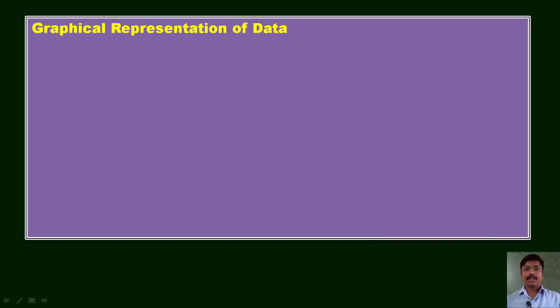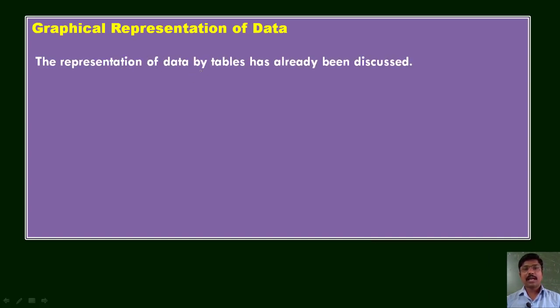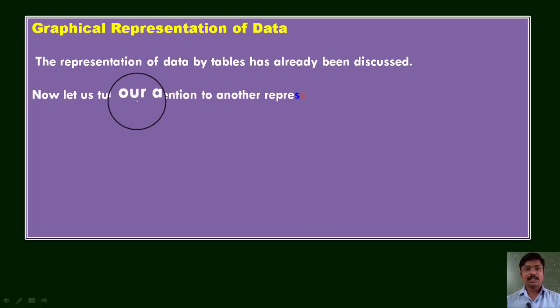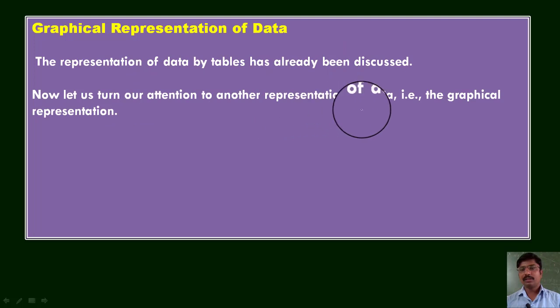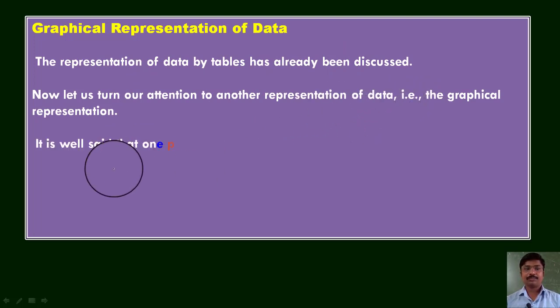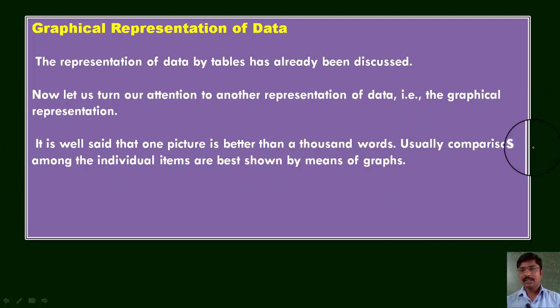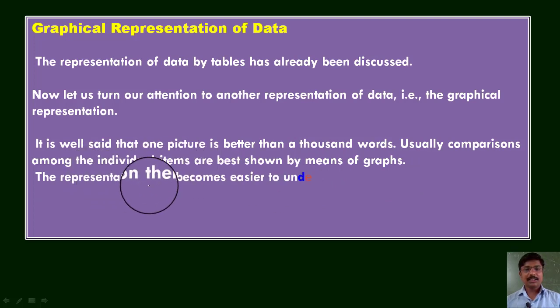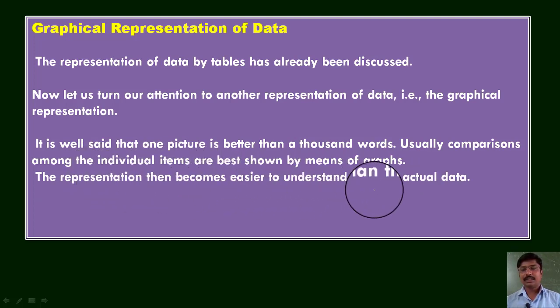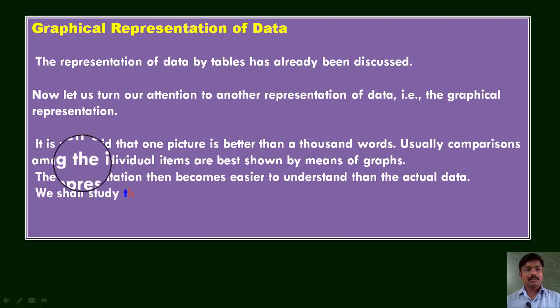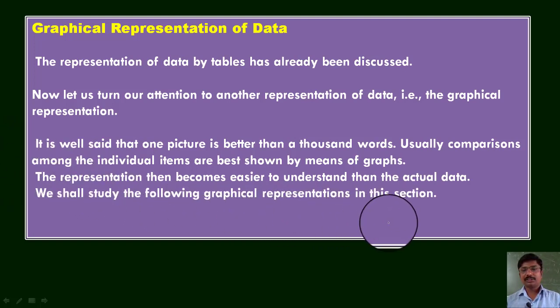Graphical representation of data. The representation of data by tables has already been discussed. Now let us turn our attention to another representation of data, that is the graphical representation. It is well said that one picture is better than 1,000 words. Usually comparisons among individual items are best shown by means of graphs. The presentation then becomes easier to understand than the actual data. We shall study the following graphical representation in this section, that is bar graphs.